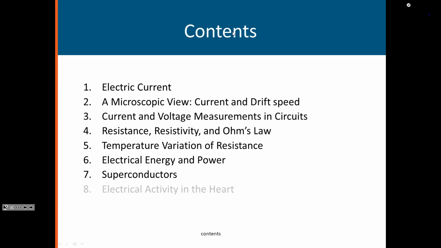Then topic 3, we talked about measuring the important quantities in an electric circuit, which are the voltage and current. So we measure current with a certain device. What do you call that device which measures the current? Anyone knows? Yeah, ammeter. Thank you, Abdullah.